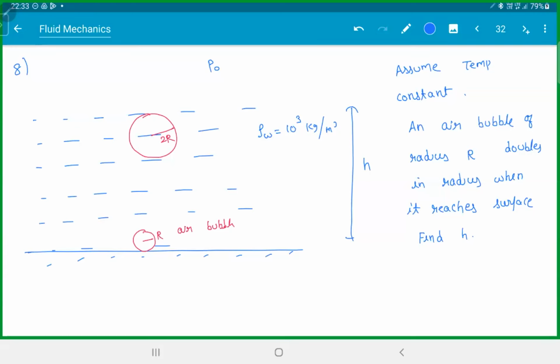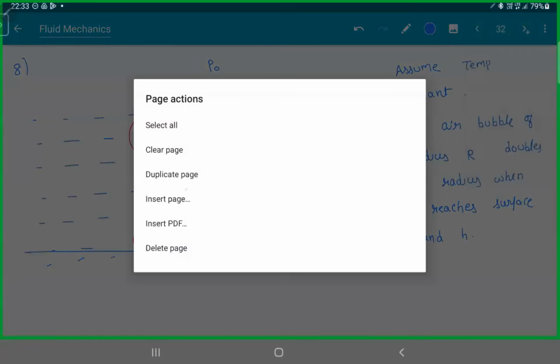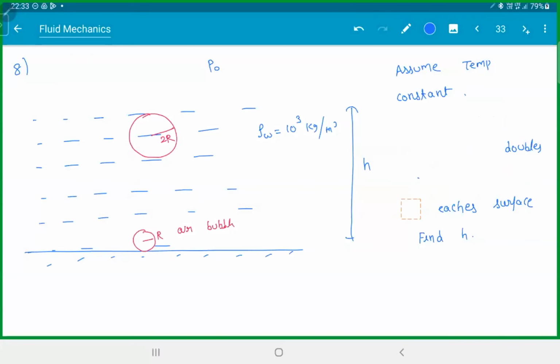And yeah, pressure inside, outside. Temperature is constant means what? What process is this? Isothermal. So P1 V1 is equal to P2 V2. So what is the pressure at the bottom? Pressure at the bottom will be P naught plus rho g h. What is pressure on the surface? P naught.